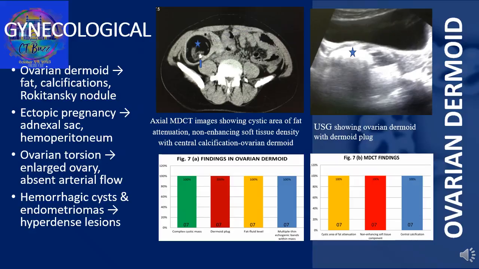Among females, ovarian dermoid was diagnosed in 7 patients, with all of them showing fat attenuation, calcification, and soft tissue component on CT, and complex cystic appearance, fat fluid level, and dermoid mesh on ultrasound, as shown in these images.